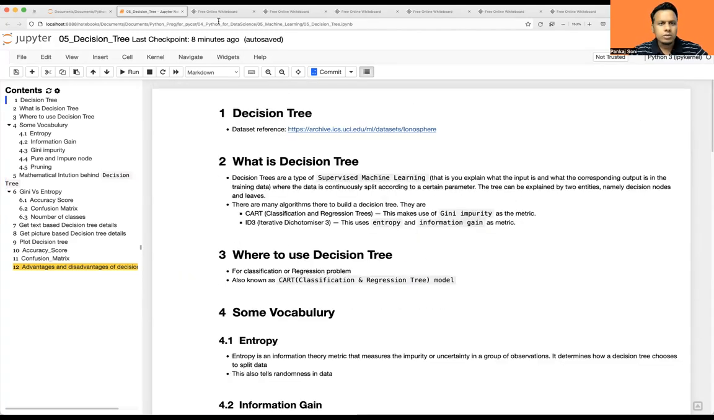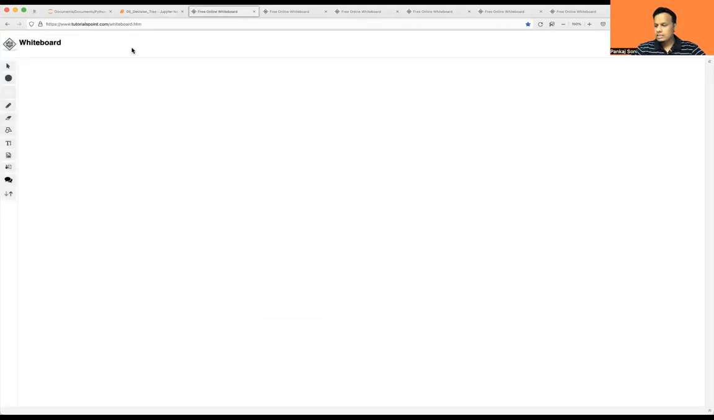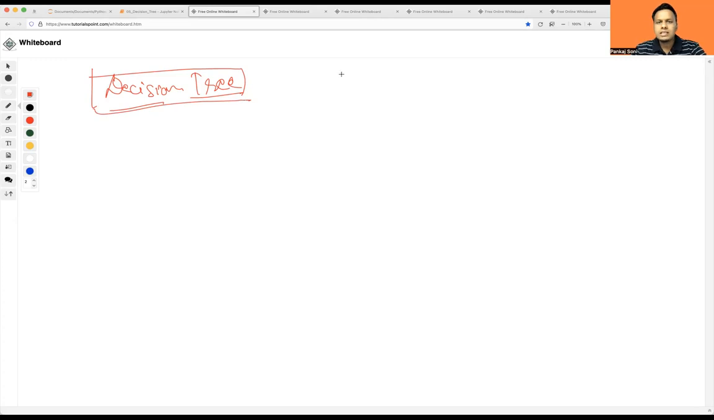Okay, so before that, let me talk about what is decision tree. Let me just write here: decision tree. As the name says, based on the decision, the tree will be built. So what is this decision? Basically, you can consider this as a normal if else structure.